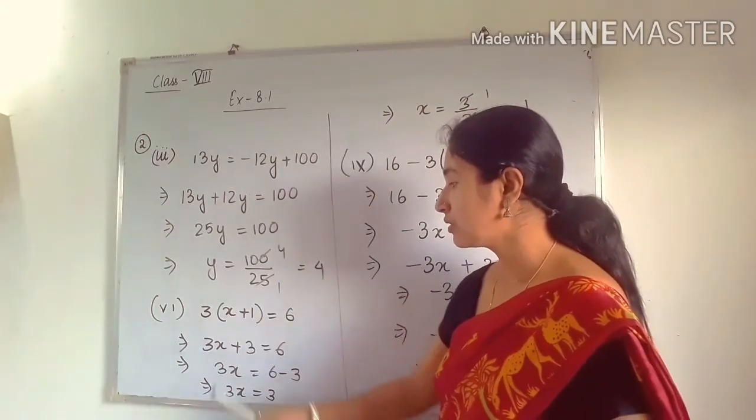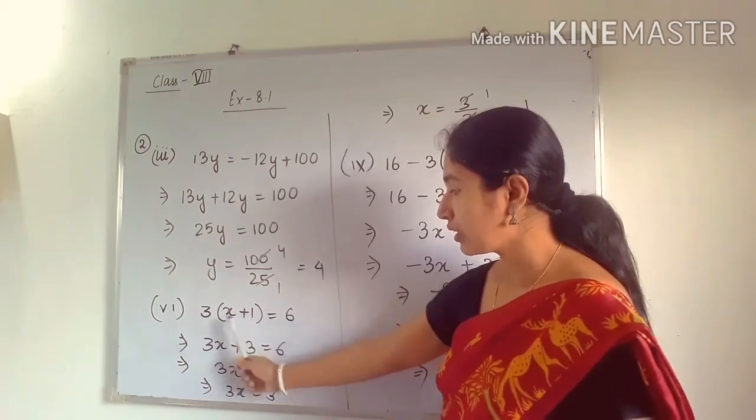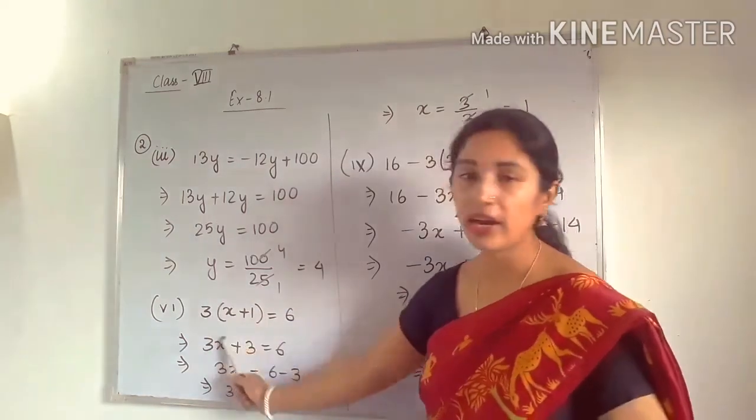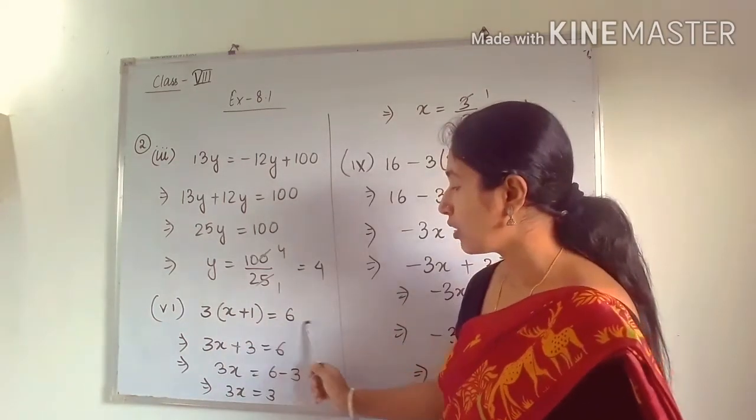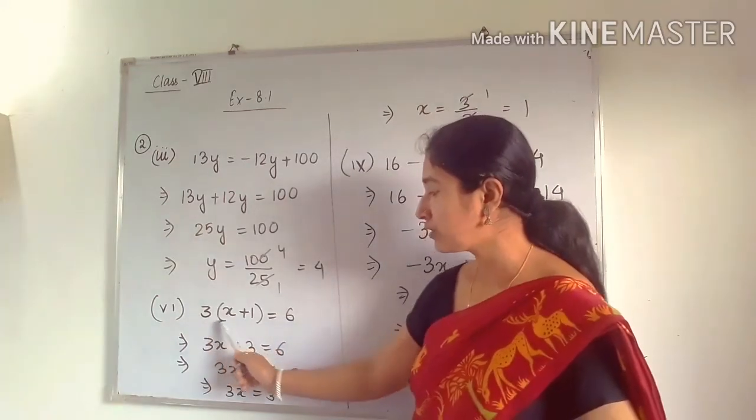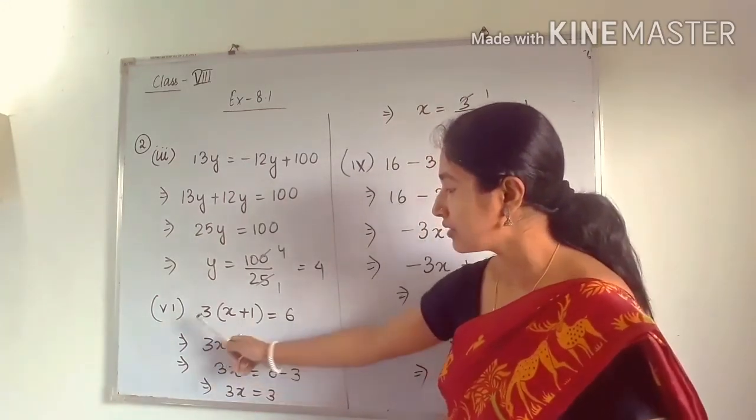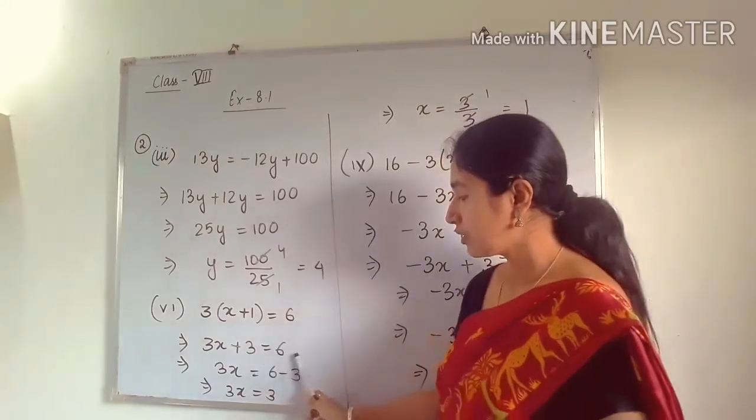Similarly, see in number 6, 3 into x plus 1. That means 3 is multiplied with the whole bracket x plus 1, and this is equal to 6. So now we have to multiply 3 with x. So 3x plus 3 into 1 will be 3, is equal to 6.